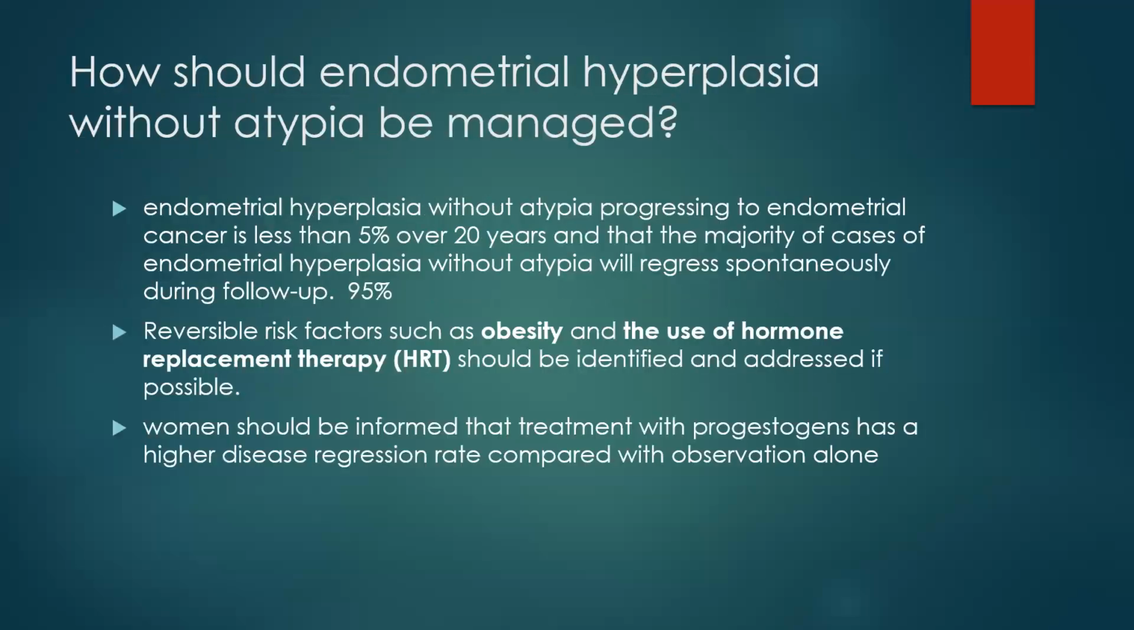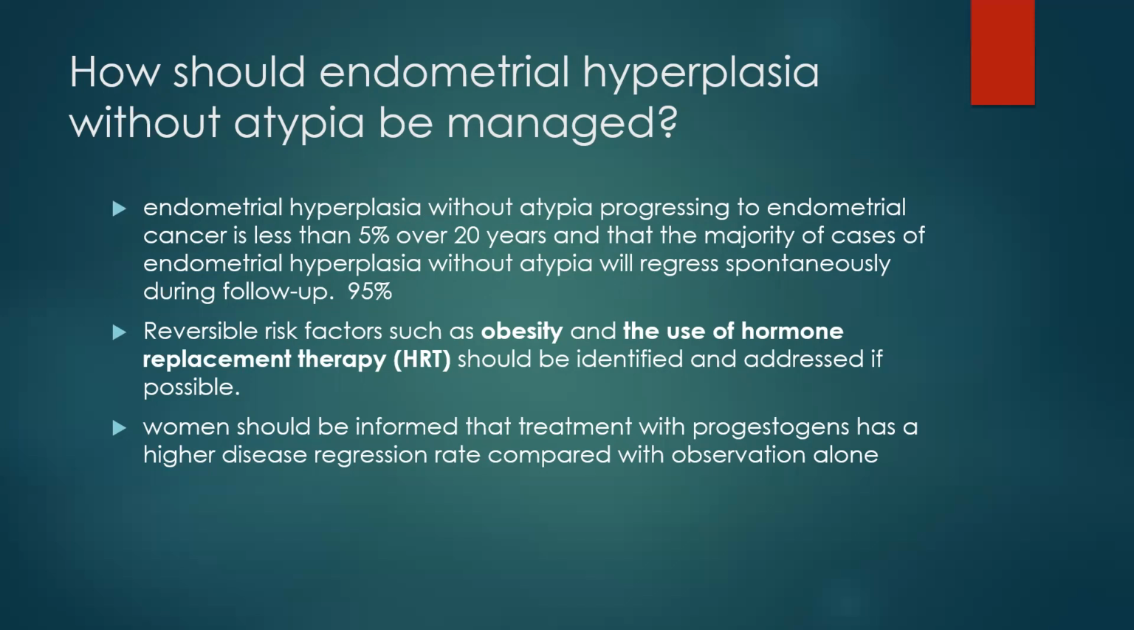Now we have made the diagnosis, the patient is having endometrial hyperplasia without atypia. So now we will manage this case. The risk of a woman with endometrial hyperplasia without atypia progressing to endometrial cancer is less than 5% over 20 years, and the majority of cases of endometrial hyperplasia without atypia will regress spontaneously during follow-up. 95% of patients will become normal, even without treatment.